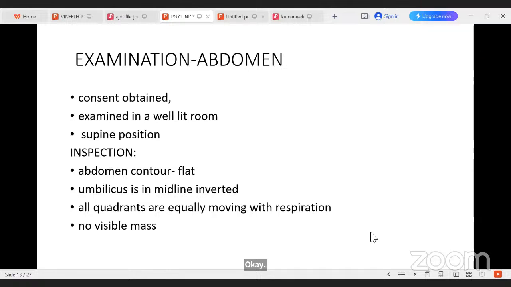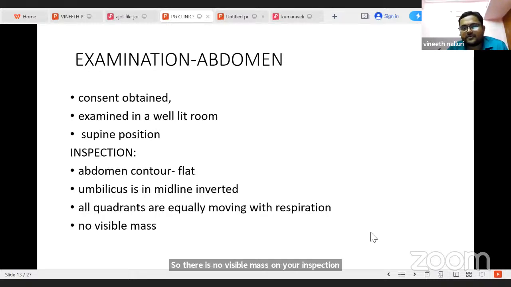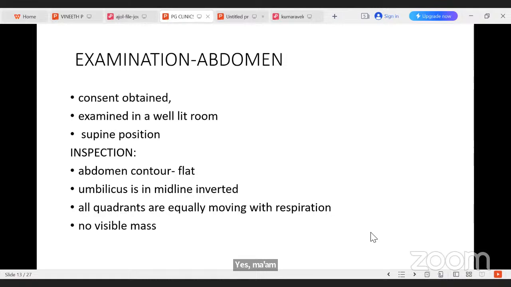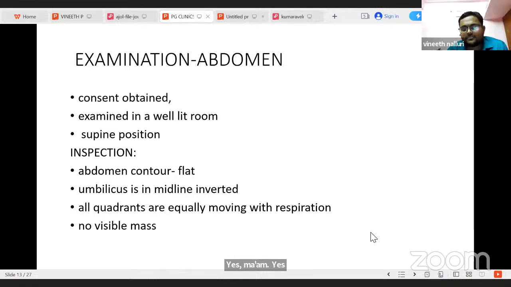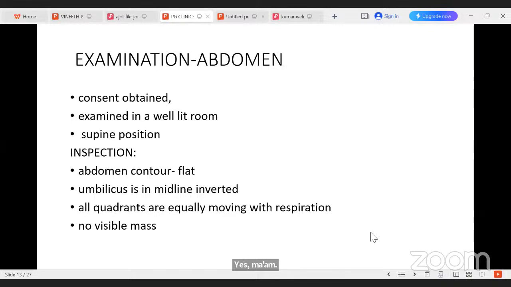So there is no visible mass on your inspection. Yes, ma'am. And on palpation, you felt a mass which you have drawn on the patient's body. Yes, ma'am. Did you take consent about that? Yes, ma'am. I have taken the consent, ma'am. Okay. Go ahead.